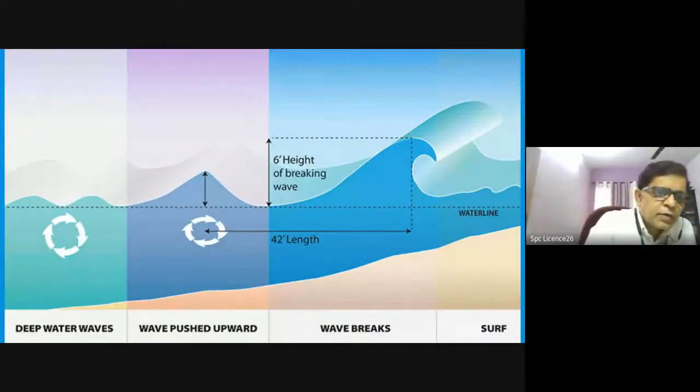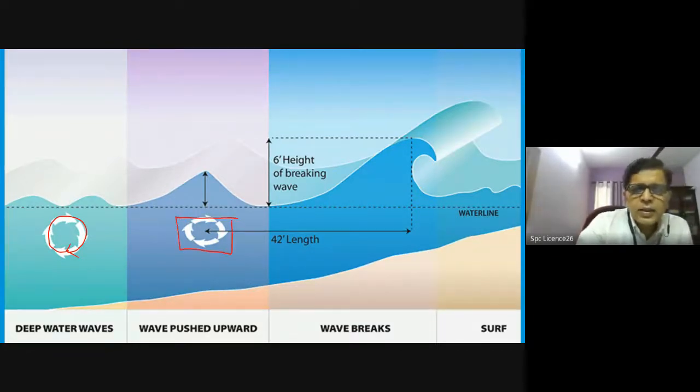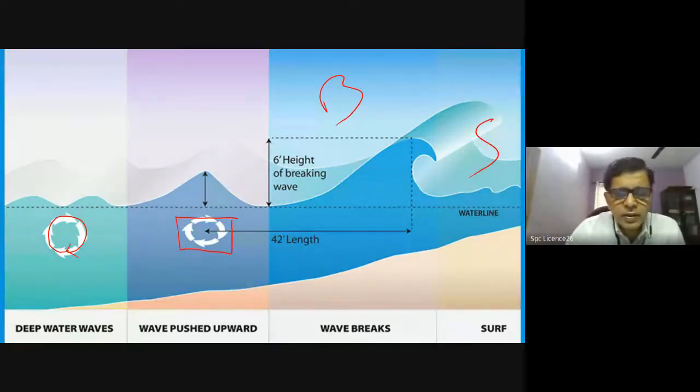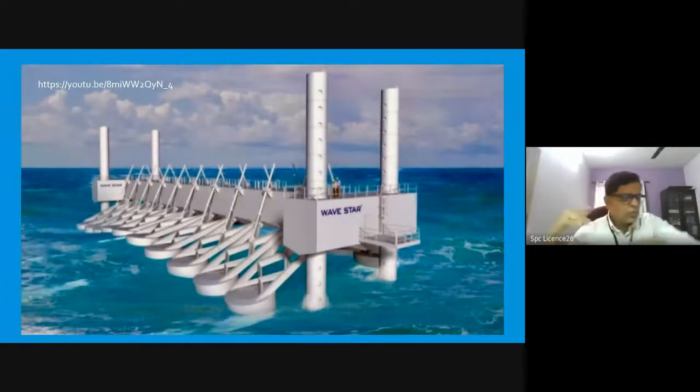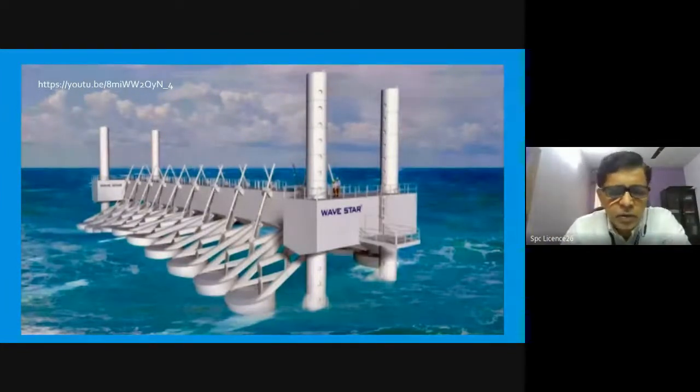We have just said that in deep water waves, the particles are moving in a circular motion. As the wave tends to push upward, you'll see that this is now getting longer along one axis. And then, as I said, this is the breaker zone, and this is going to be the surfer zone. Do we make energy out of this particular source of energy? Yes, definitely we do, and we are going to come to that as well. We are a bit short of time, so I will confirm when we will go into the details.